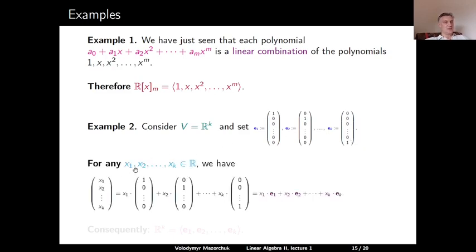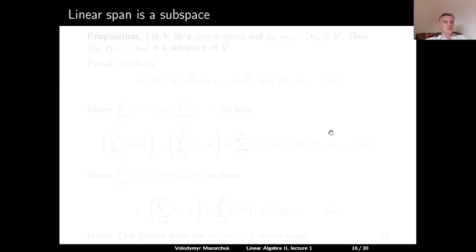So for any elements x1, x2, and so on, xk in the set of real numbers, we can write the vector (x1, x2, and so on, xk) as x1 times the vector (1, 0, and so on), plus x2 times (0, 1, 0, and so on), plus and so on. In other words, we can write it as x1 times e1 plus x2 times e2 plus and so on. Consequently, the space R to the power k is the linear span of the elements e1, e2, and so on, ek. Let us now establish some basic properties of the linear span.